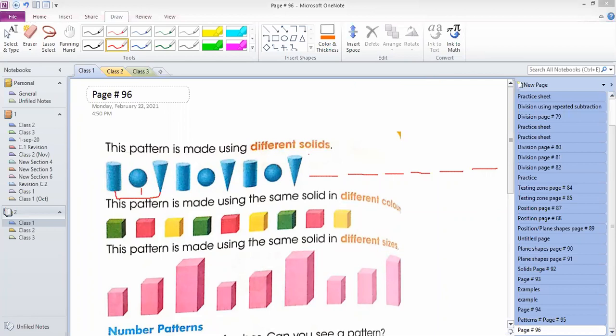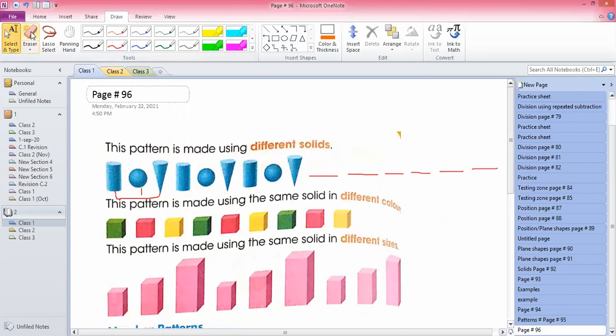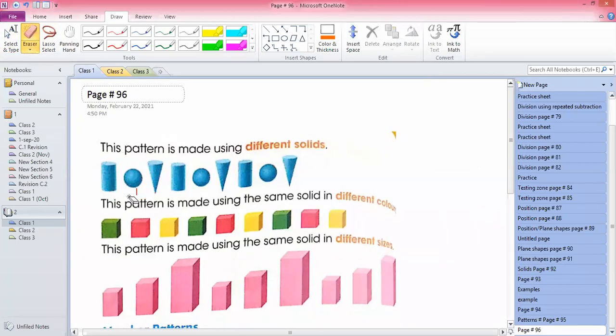Cylinder, sphere, cone. So if I ask you, after this cone, which solid will come? Can you tell me, guys, in the chat? After this cone, which solid will come?